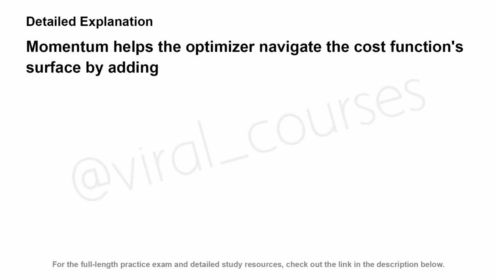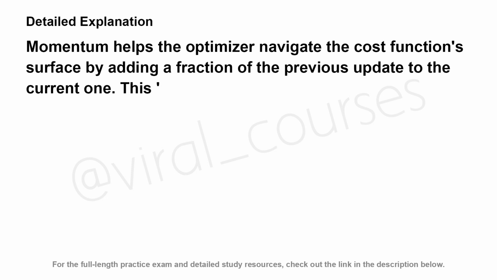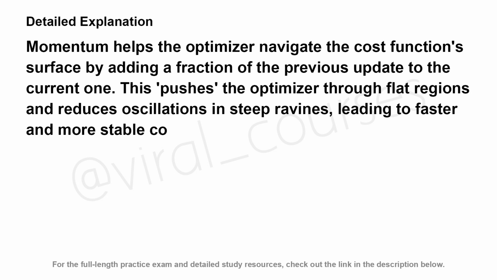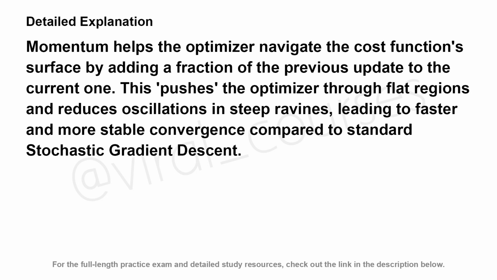Momentum helps the optimizer navigate the cost function's surface by adding a fraction of the previous update to the current one. This pushes the optimizer through flat regions and reduces oscillations in steep ravines, leading to faster and more stable convergence compared to standard stochastic gradient descent.